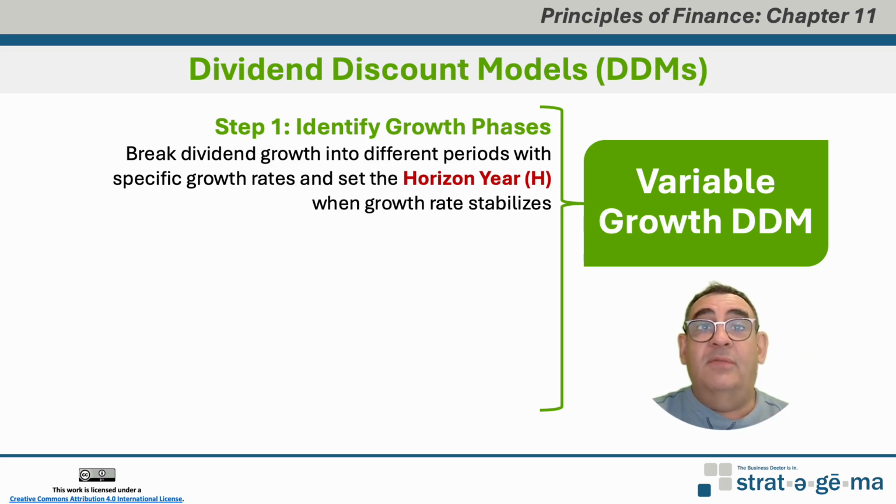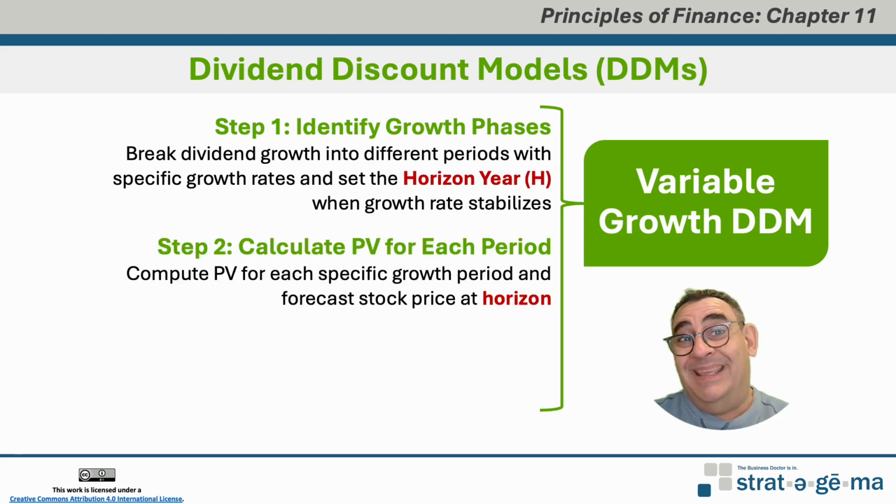All we do is we just have chunks. We also want to be able to set what we call the horizon year, and that's the year when the growth stabilizes. When the growth stabilizes, we're then able to use the constant growth model. So what happens is with a variable growth model, we have pieces of it that are non-constant and then a constant piece at the end.